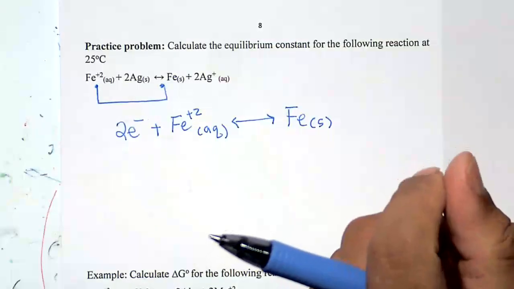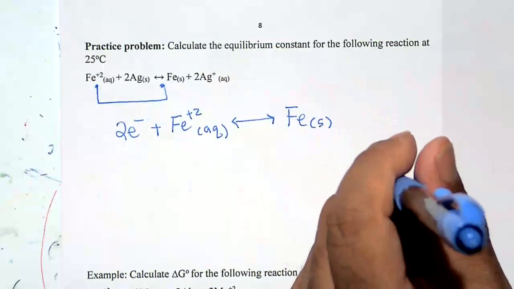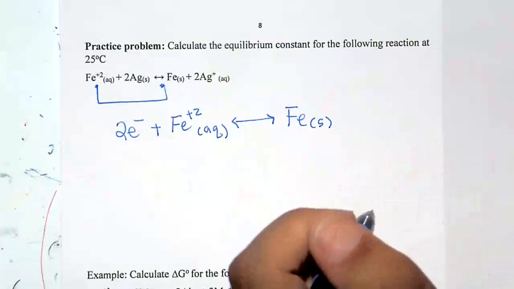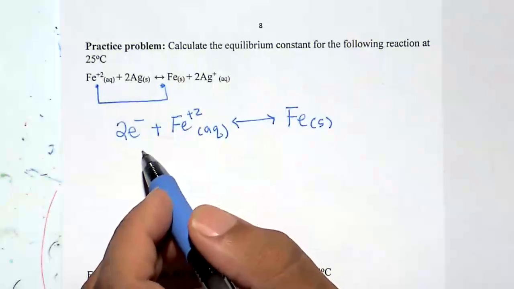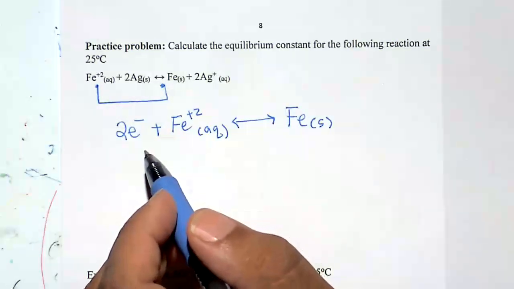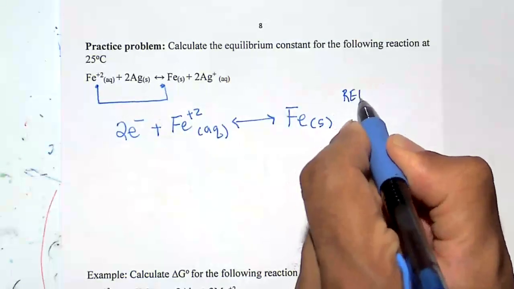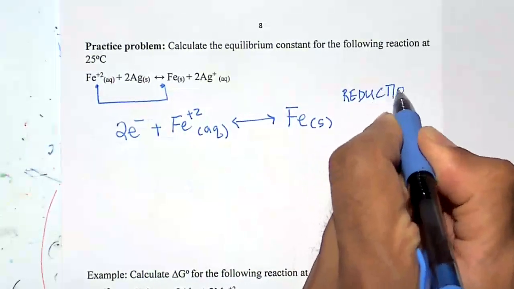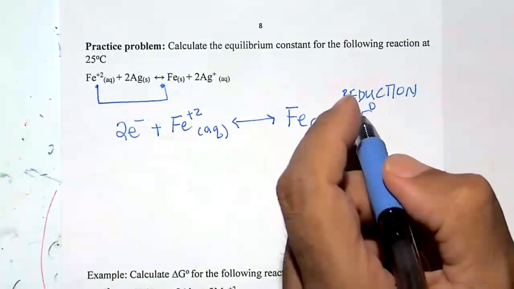Now here's a question for you guys to see if you've been catching up or studying. Is this a reduction reaction or an oxidation reaction? Okay, we are gaining 2 electrons. So is this reduction or oxidation? Reduction. Yes, reduction. Okay, now another question for you guys. Reduction occurs where? The anode or the cathode?